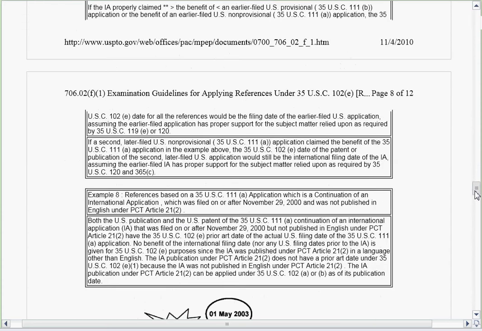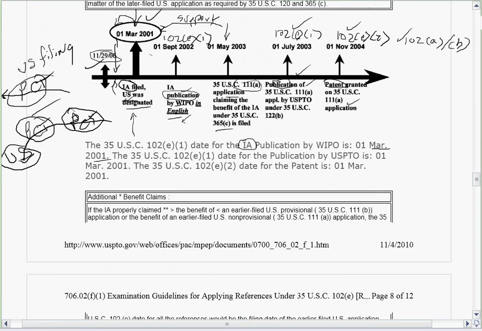Let's look at the second sentence. If a second later filed U.S. non-provisional application claimed the benefit of the 111 application in the above example, the 102(e) date of the patent or publication of the second later filed U.S. application would be the international filing date, assuming the earlier application had support. That makes sense. That's saying that if there was another filing here that depended on this filing, which depended on that filing date, then this one could get the earlier date so long as you had support.